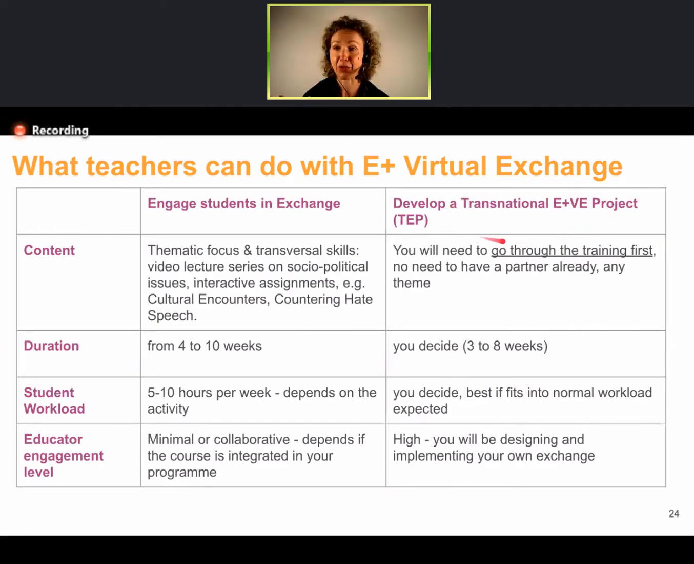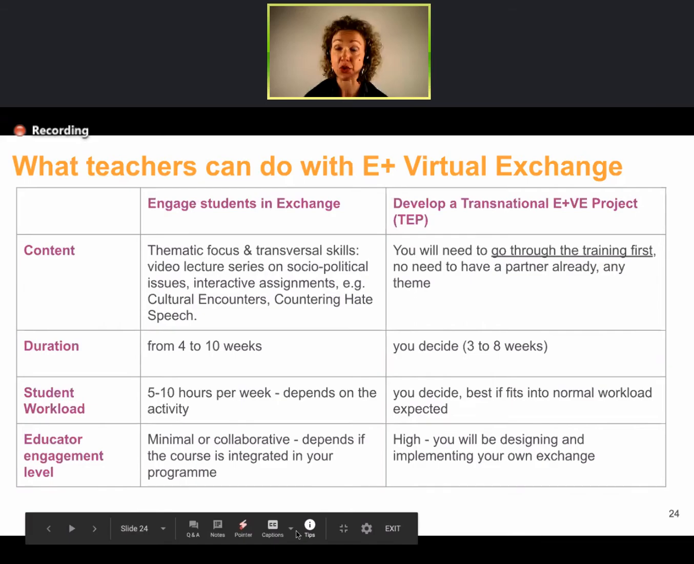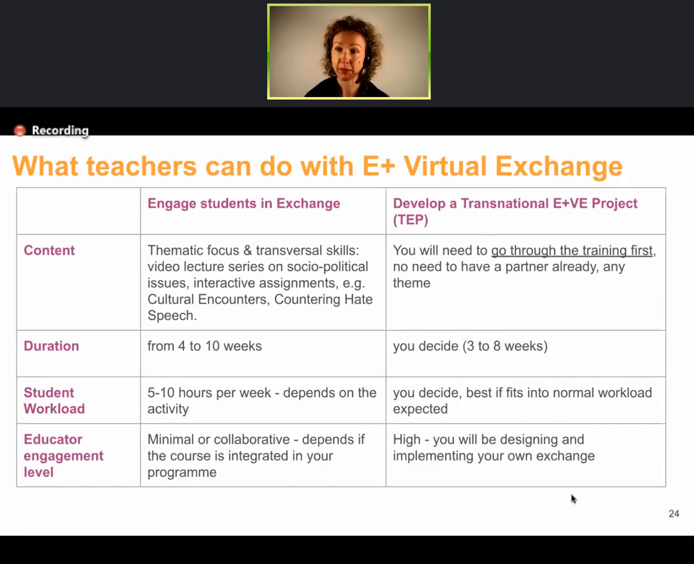This is the other path at the crossroads you may decide on. In that case, the first thing you have to do is join the training. The Erasmus+ Virtual Exchange has developed a two-step training for higher education institutions. It will enable you to come out with a clear idea about what you want to design and develop, and you will be taken care of all through this process. Of course, in case you decide to establish your own transnational Erasmus+ Virtual Exchange project, TAP is the acronym, you will decide the duration, you will decide the content, and you will, of course, be more committed.